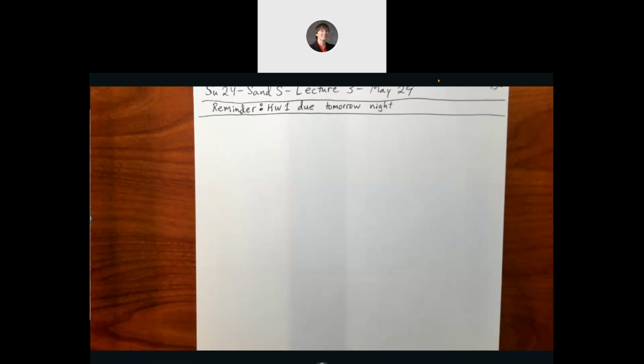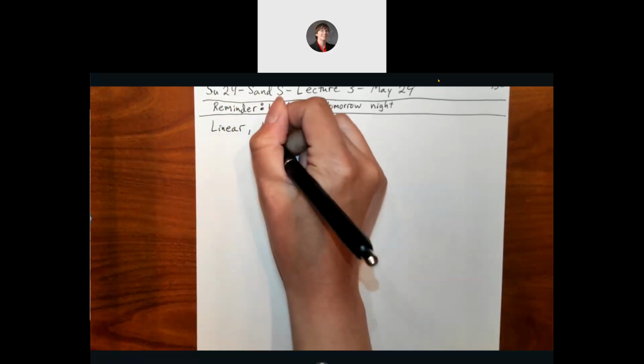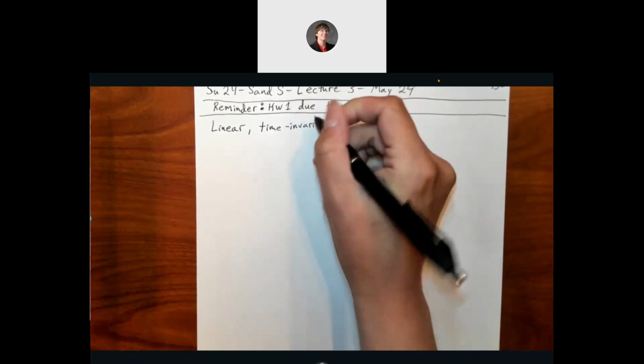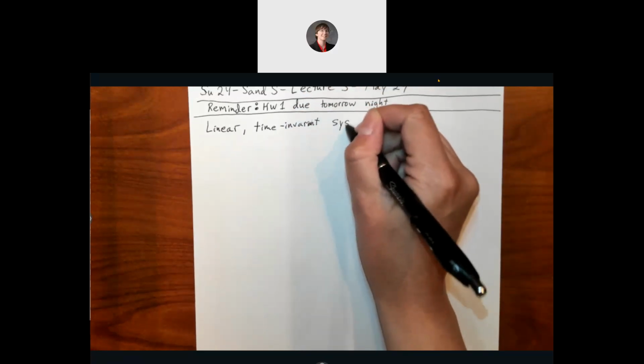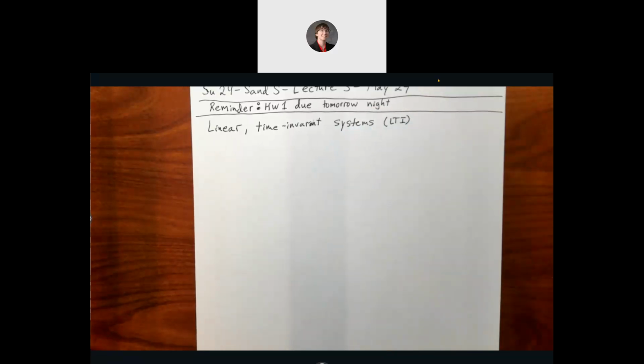All right, so last time we left off with this idea of different kinds of system properties. And what we found was a really interesting one, and we'll see why in a little bit, is linear time invariant systems. It's a lot of words to write, so I'll just refer to them as LTI systems. For a lot of the things going forward, we'll be looking specifically at these kinds of systems. So what is an LTI system?